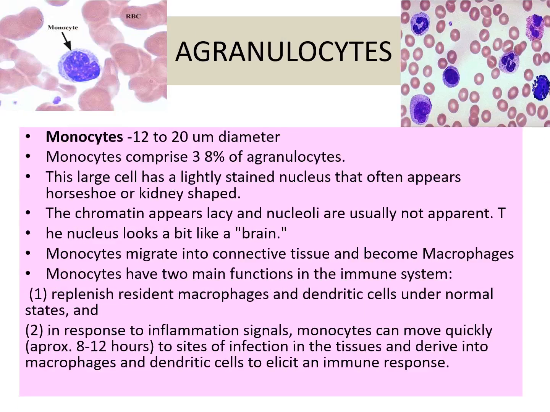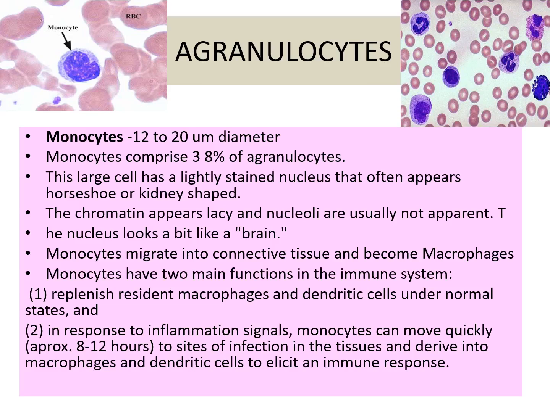Now coming to the monocytes. Monocytes are 3 to 8% of the total leukocytes. They are large cells with a slightly stained nucleus that often appears kidney-shaped or horseshoe-shaped. The chromatin appears lacy and nucleoli are usually not apparent. The nucleus looks a bit like a brain. Monocytes migrate into connective tissue and become macrophages.